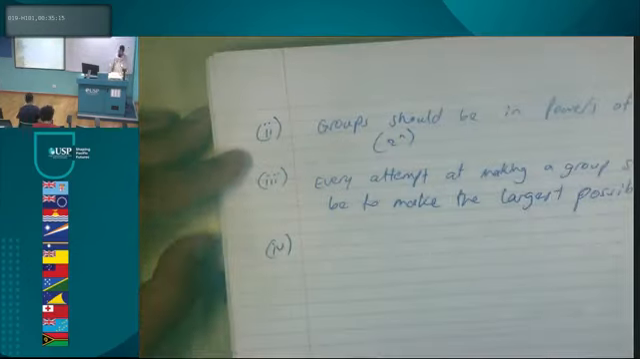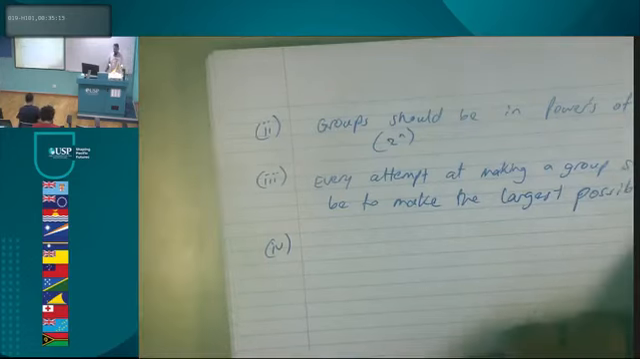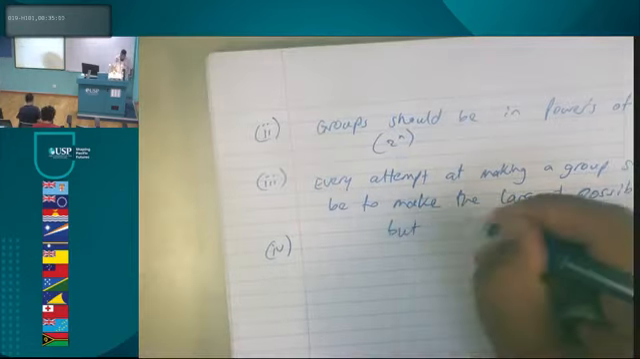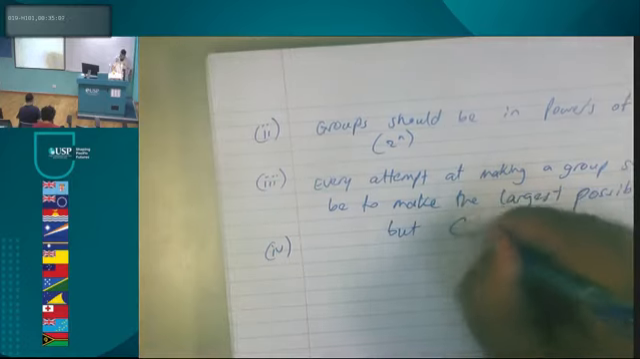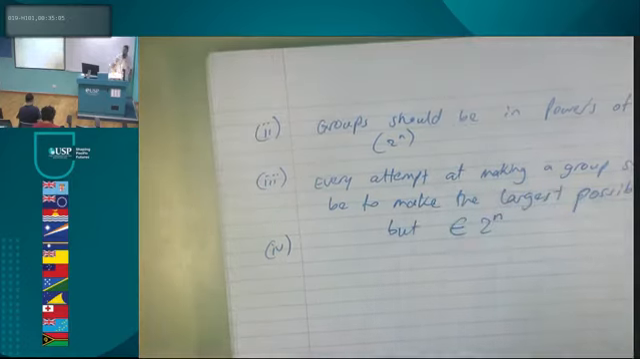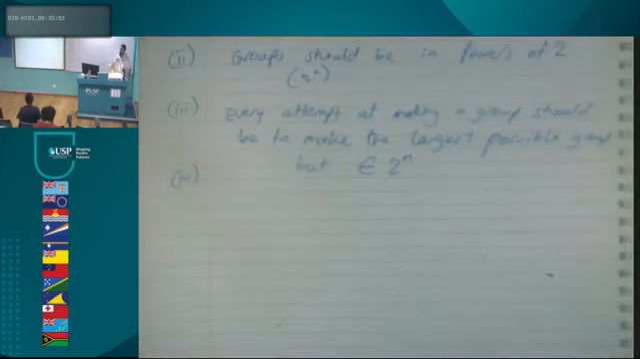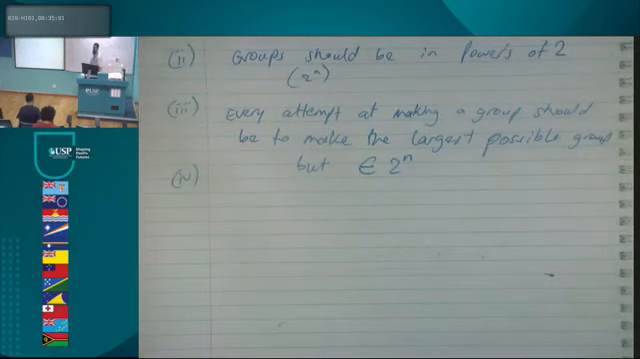Number four, largest possible group, but it has to be an element of 2 to the power of n. If your largest possible group is a group of 10 ones, that's not possible. Why? Because it is not 2 to the power of n. The group sizes can only be group of 1, size 2, size 4, size 8, size 16, size 32, and so forth. You can't have a group with 10 or 12, right? Okay.